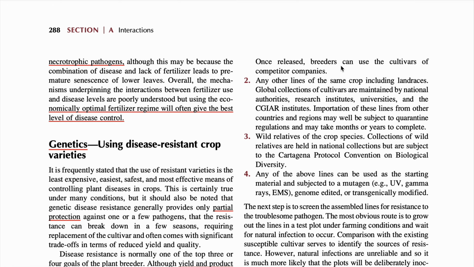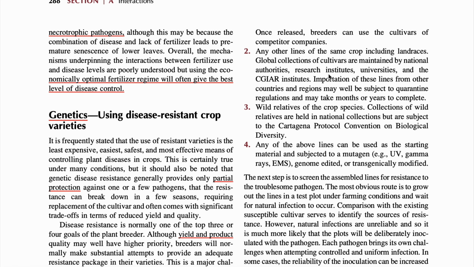Once released, breeders can use the cultivars from competitor companies. The second one, any other lines of the same crop including land races. Global collections of cultivars are maintained by national authorities, research institutes, universities and the CGIAR institutes.